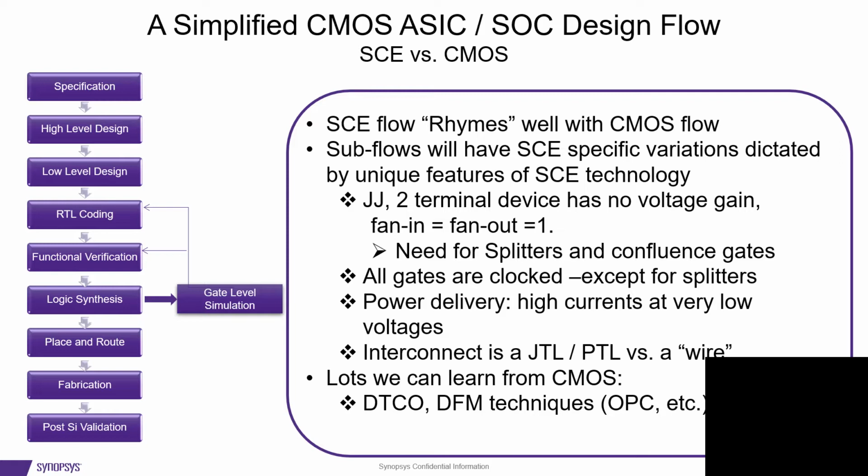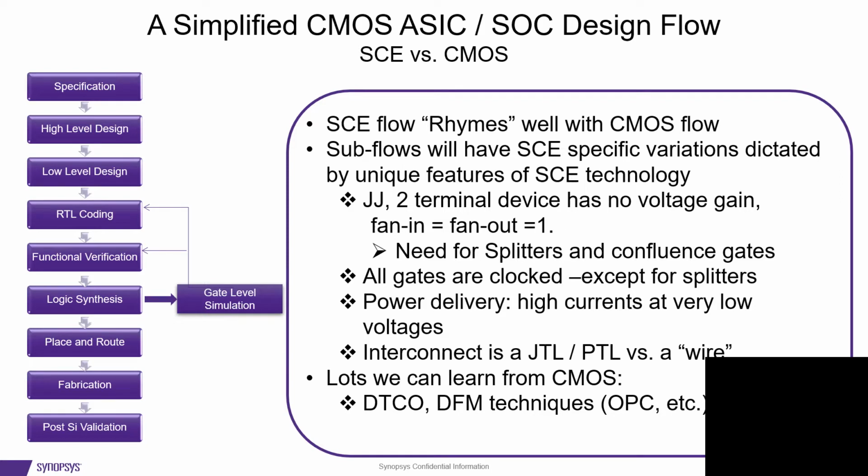Another variation that is unique to superconducting electronics is power delivery. Unlike VDD and VSS rails, here power is delivered in the form of very high currents at very low voltages, and that's a big challenge for realization. Also, the interconnect is not your classical wire with high impedance that is usually used in CMOS. The interconnect is either a JTL or a PTL, JTL being Josephson transmission line, or PTL passive transmission line. And each of those have their own particular uniqueness to deal with when you are doing a back-end flow.